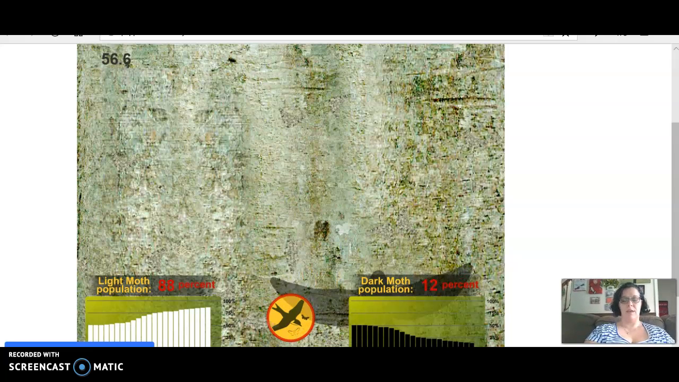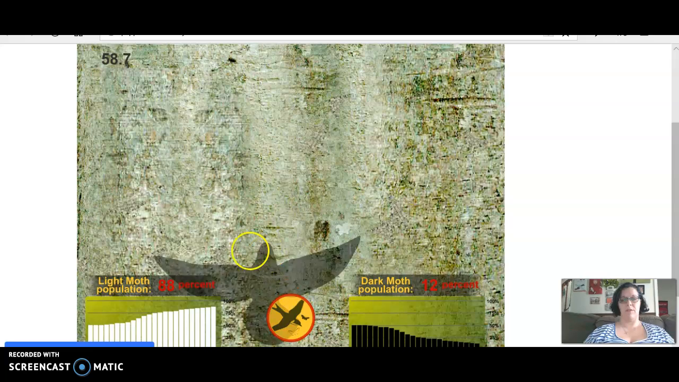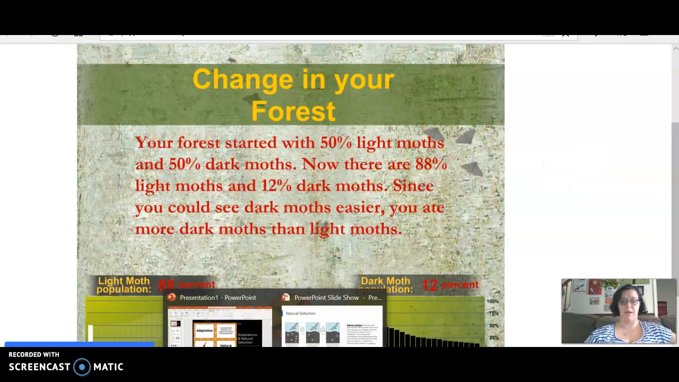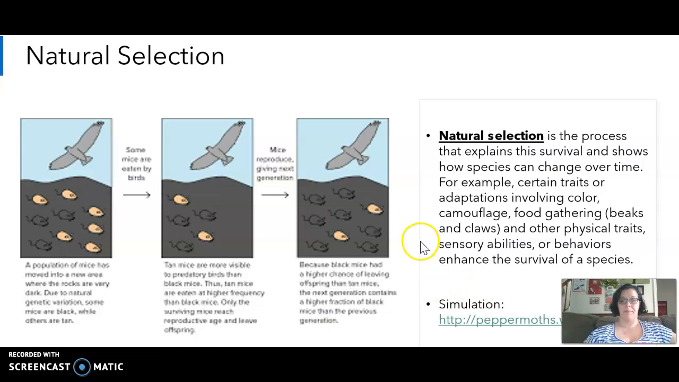So as you can see, the light moth population has increased to 88%, while the dark moths went down to 12%, where originally my moths were at 50-50. This is because of the light color of the tree; the light moths are able to camouflage themselves. And you can do the same thing with the dark moths.